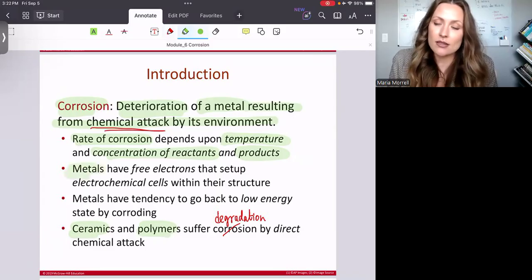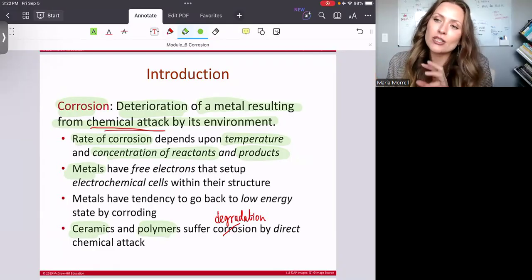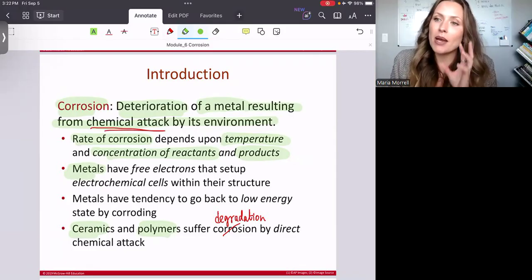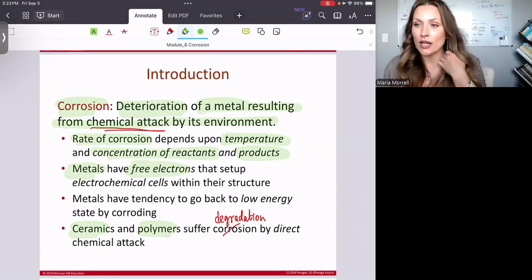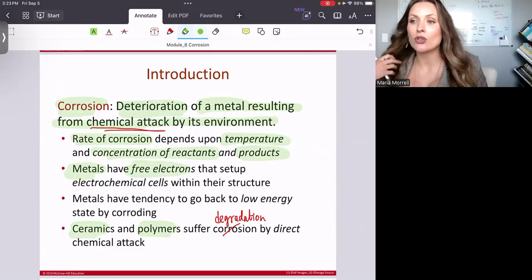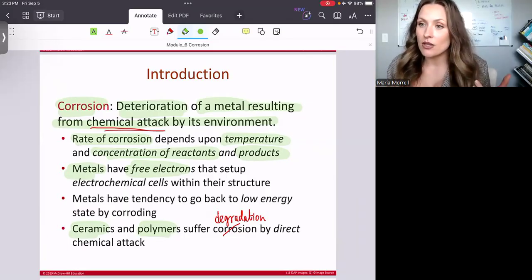The reason metals corrode is, for now, what I'm about to say may not make any sense, but by the end of this course, it will make a lot of sense. We already know something about metals, that metals have a lot of free electrons, right? And that is a major advantage for certain applications, such as whenever you need to conduct either electricity or heat. There's nothing better than metal, right?